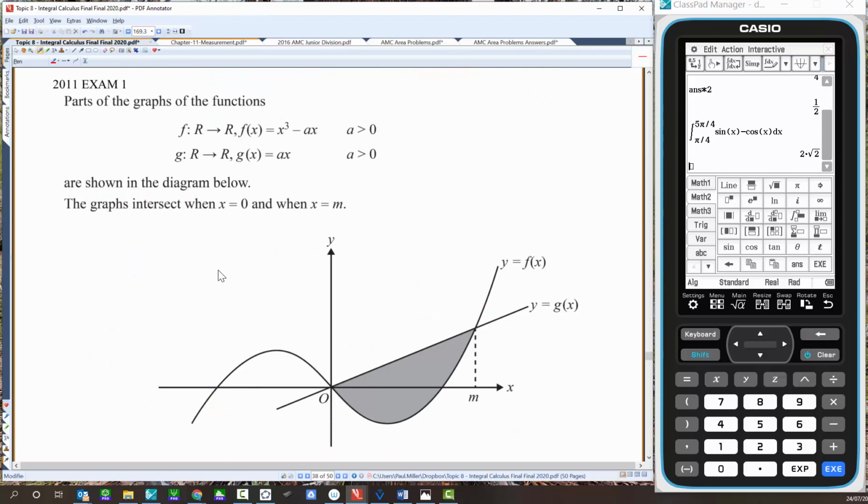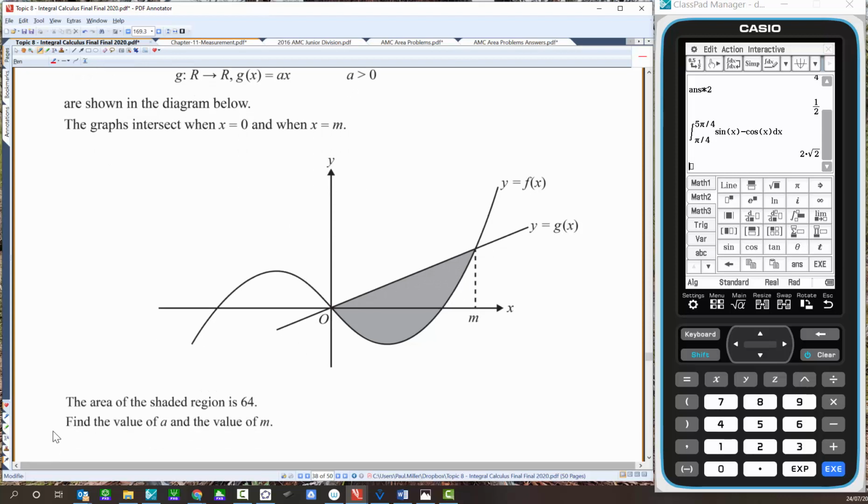All right, this is a tricky one. Okay, so parts of the graphs of the functions, so we've got f, this function here, g, this function here, are shown in the diagram. The graphs intersect when x is equal to 0 and x is equal to m. The area of the shaded region is 64. Find the value of a and the value of m.